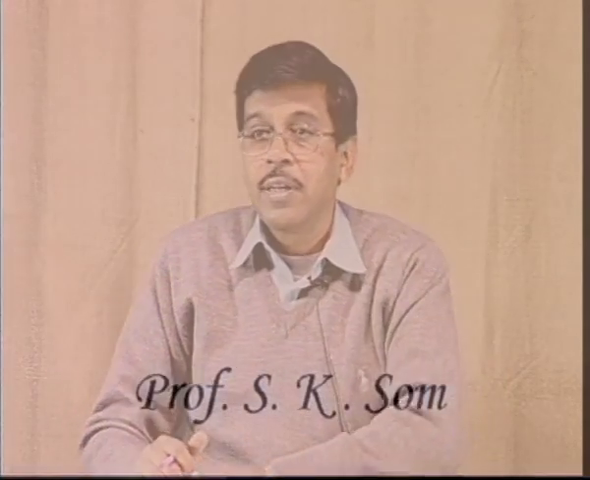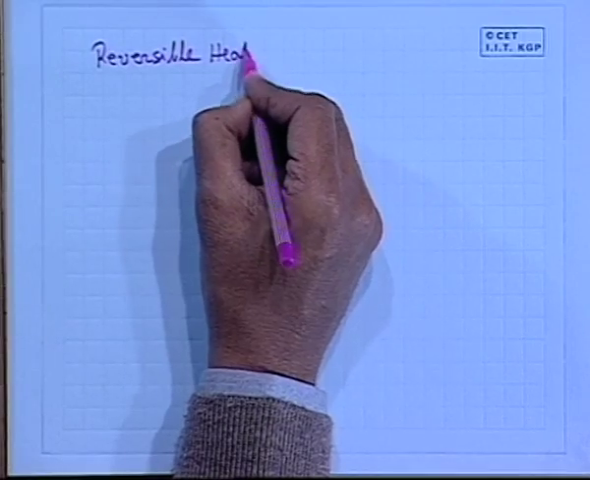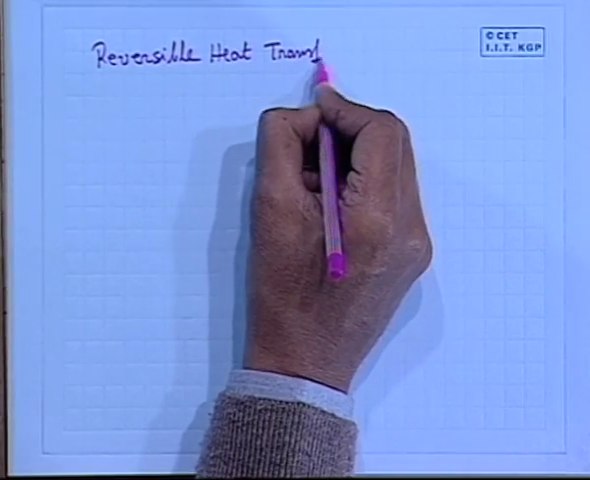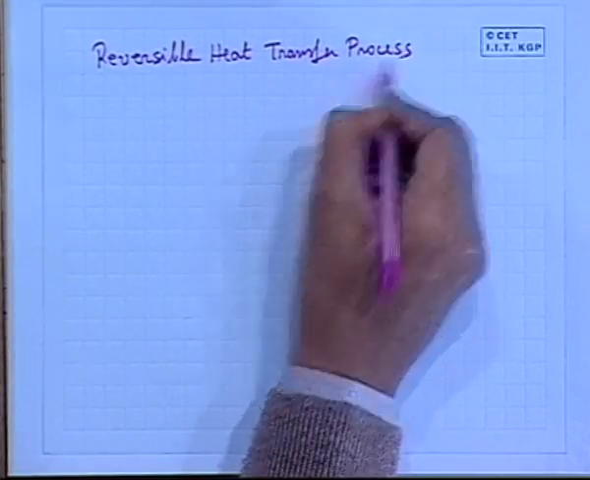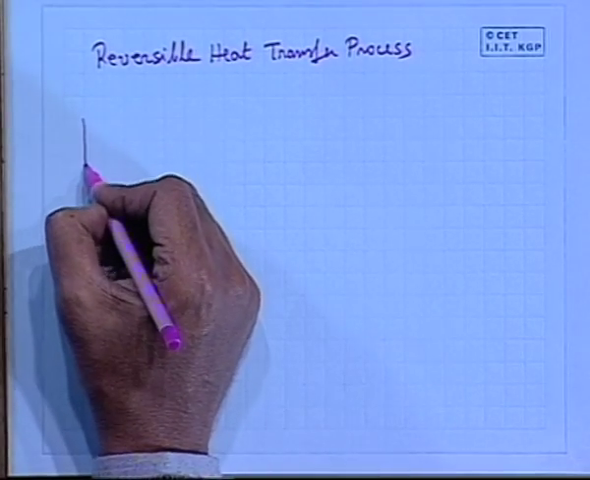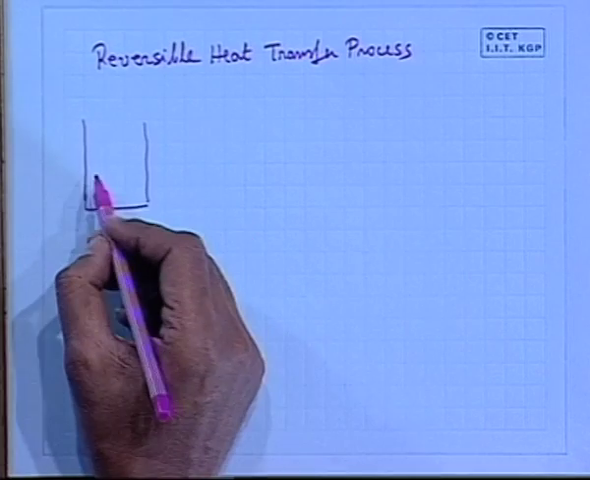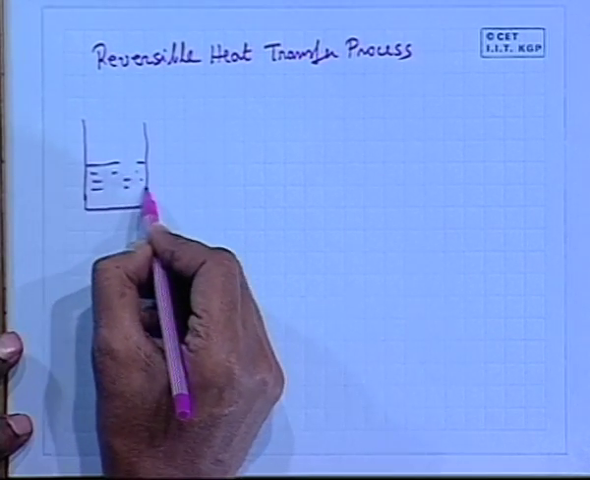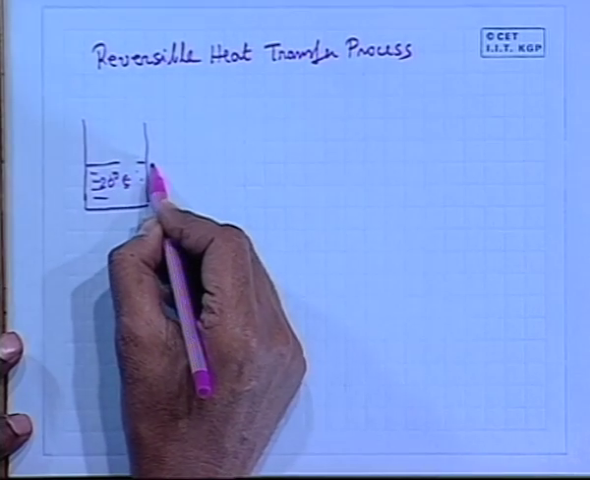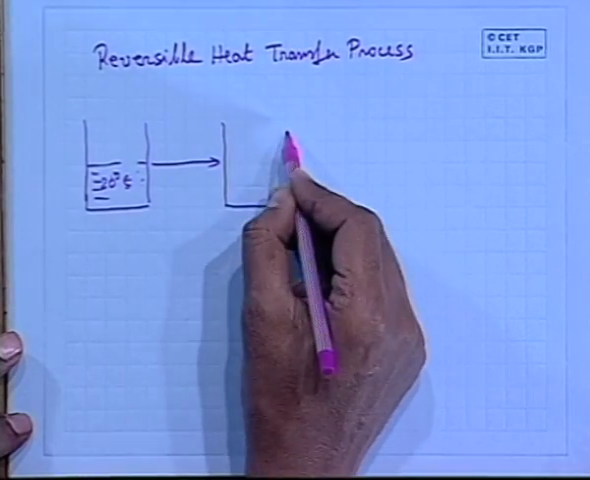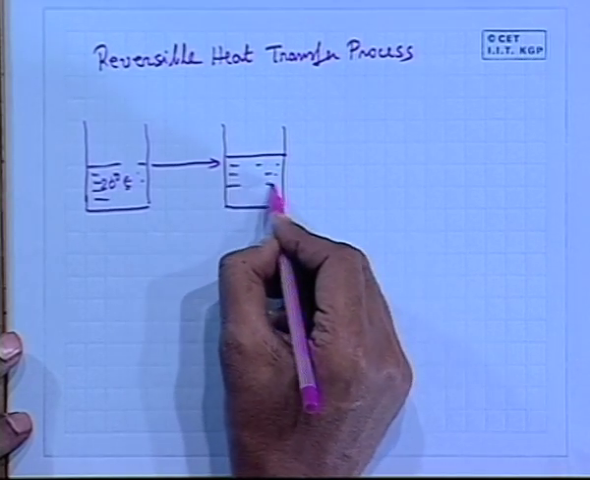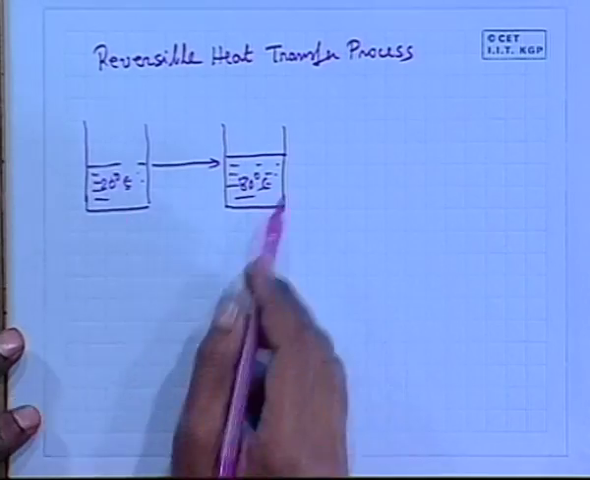Now, let us take a very interesting one which will be important afterwards, a reversible heat transfer process. Just an example of a reversible heat transfer process. How do you conceive reversible? Now, let us consider a mass of water in a beaker, simple, at 20 degrees Celsius, and you want to heat it to 80 degrees Celsius. I give an example with numerical figures.